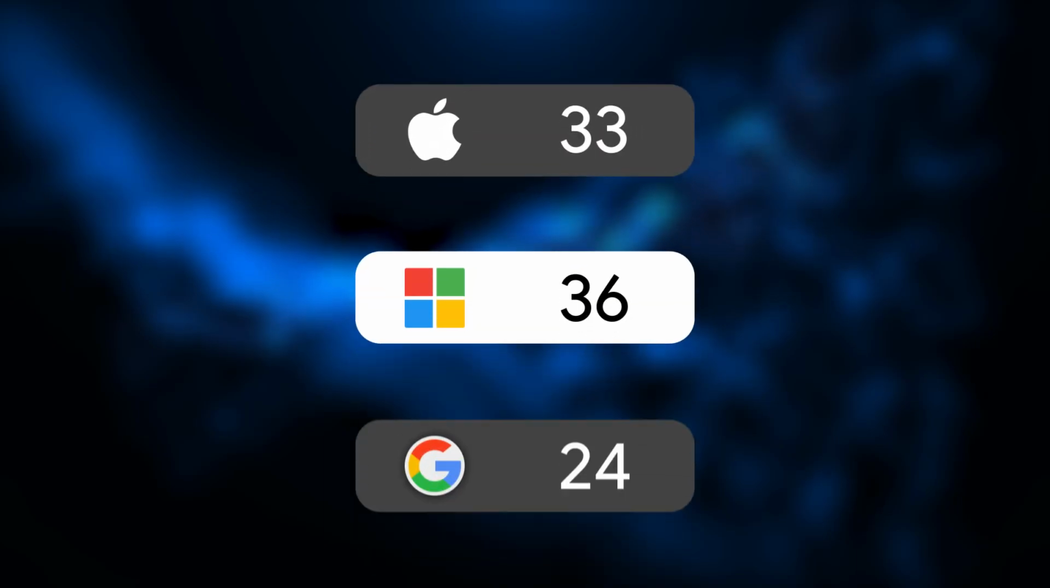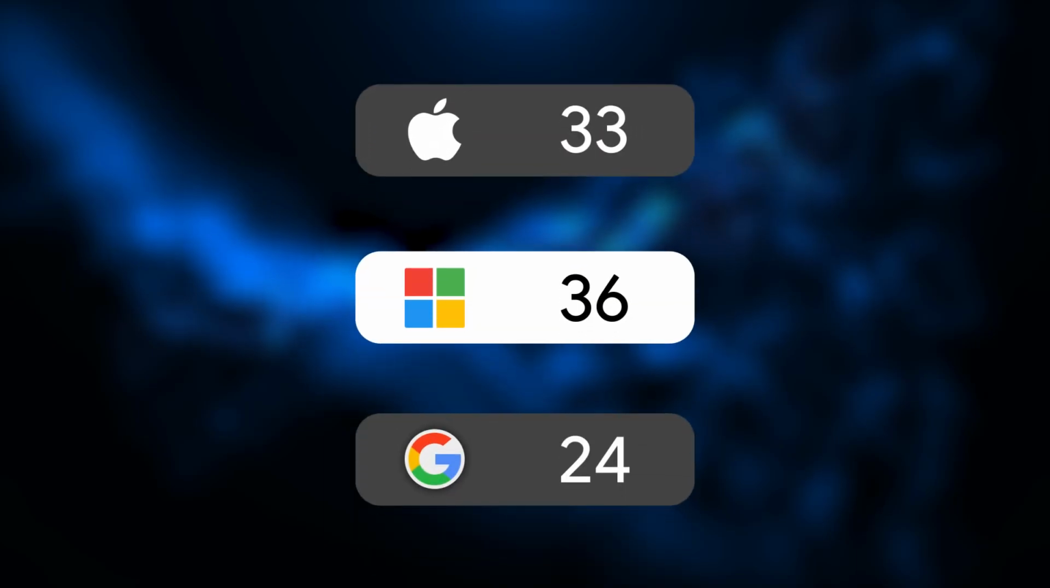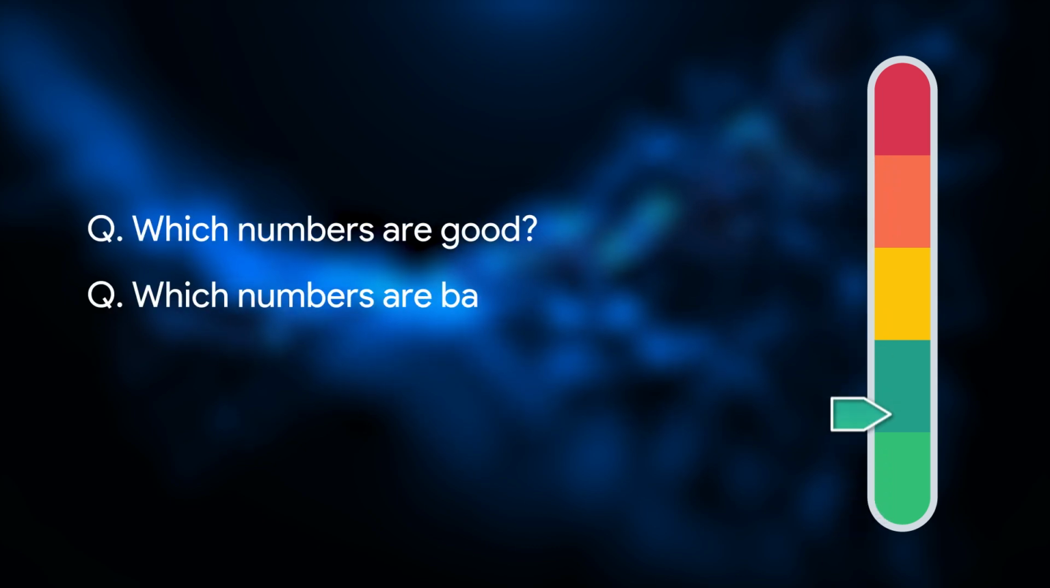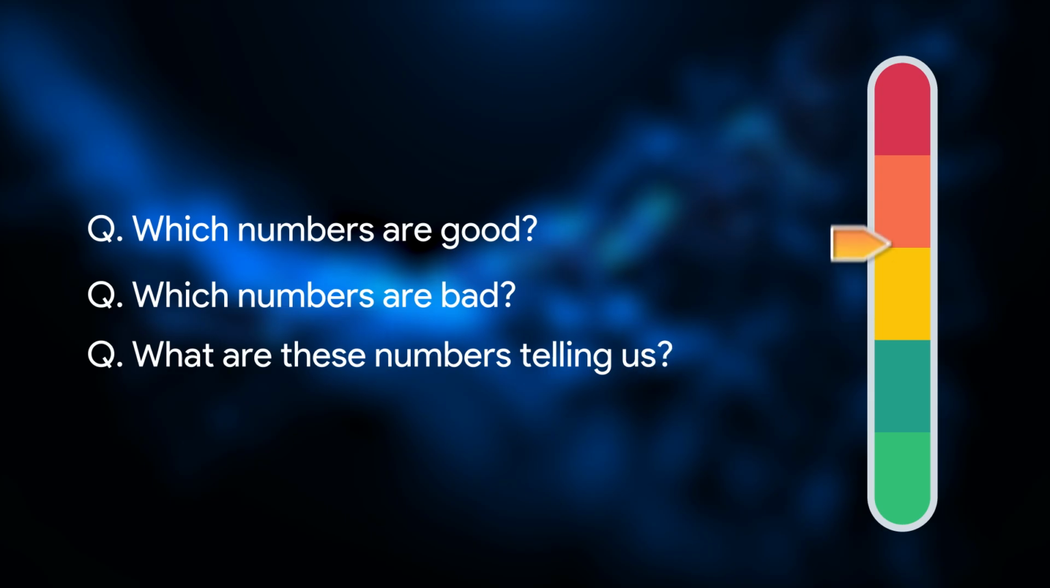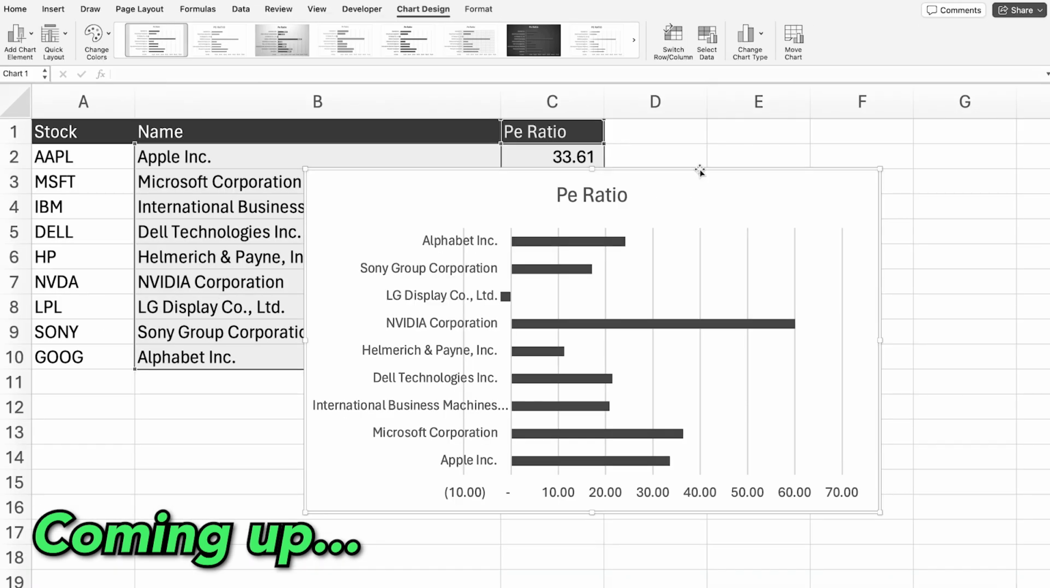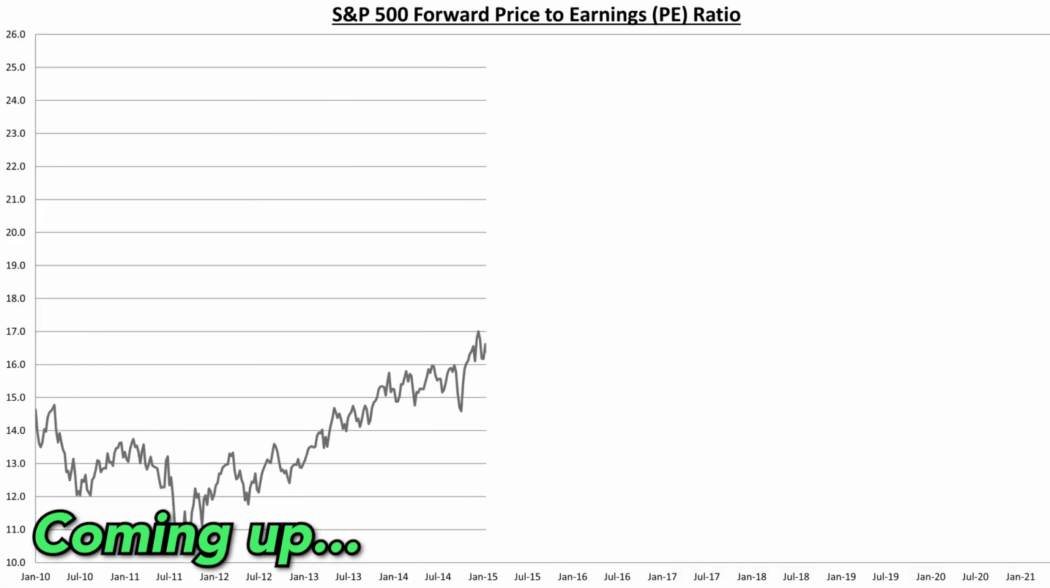This is the P/E ratio of 3 different companies. But how do you know which numbers are good, which numbers are bad, and what are these numbers telling us? In this video, you're gonna learn everything you need to know about the P/E ratio, including how it can be applied to the entire stock market.